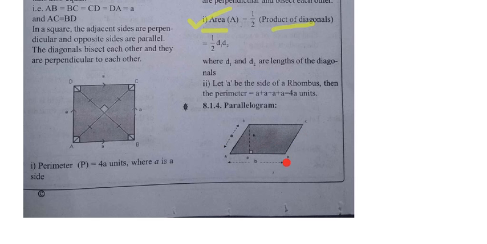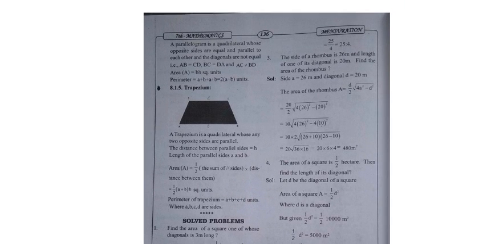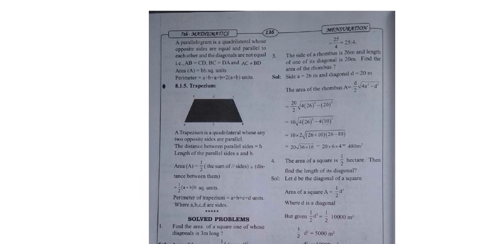Now we can see in the next paper. I will zoom out and show you that. See guys, a parallelogram is a quadrilateral whose opposite sides are equal and parallel to each other. What I said to you, opposite sides are equal and parallel to each other, and the diagonals are not equal.